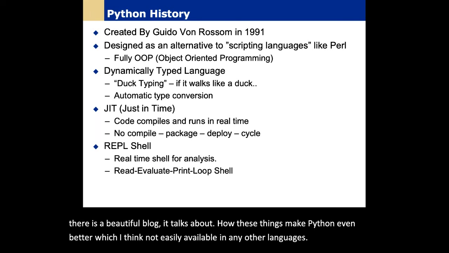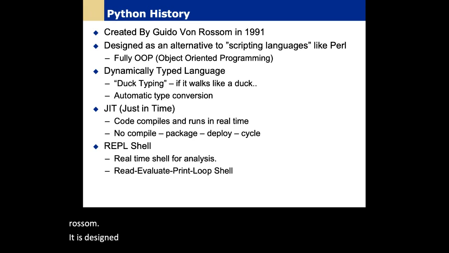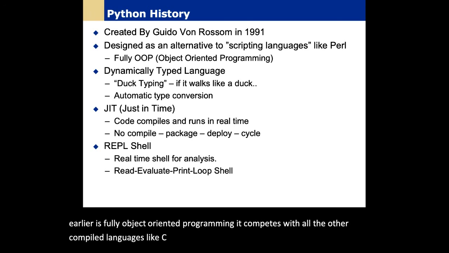So let's look at the history. It was created in 1991 by a gentleman called Guido van Rossum. It was designed as an alternative to scripting languages like Perl. As we discussed earlier, it's fully object-oriented programming. It competes with all the other compiled languages like C or C++ or Java.